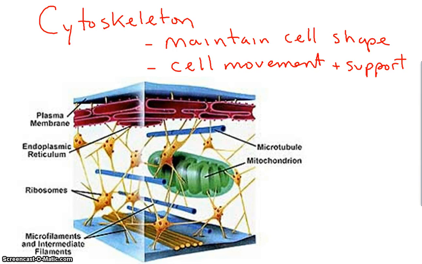Welcome back, and here's the last section of cell structure and function, and today we're going to look at the cytoskeleton and movement, cilia and flagella. So the cytoskeleton is the combination of microtubules, microfilaments, and intermediate filaments within the cytoplasm that gives the cell its shape and support. So the cytoskeleton will maintain the cell shape, and it allows cell movement and support.